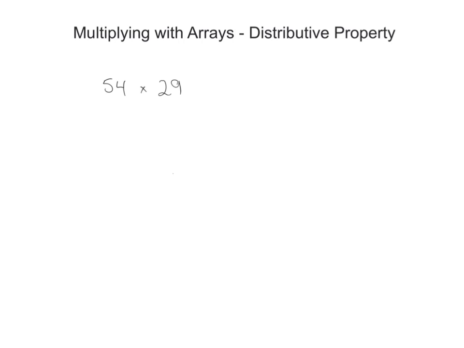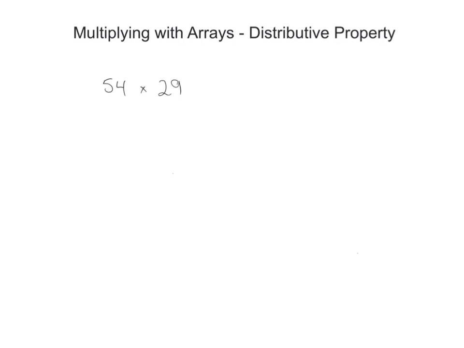Hi grade 5s. Here's what we're doing: we're going to do some multiplying today, and we're basically going to do still this distribution or distributive property. The only difference is instead of us using arrows to do it like we did the last time, we're actually going to use arrays, or a type of diagram, basically to do it.